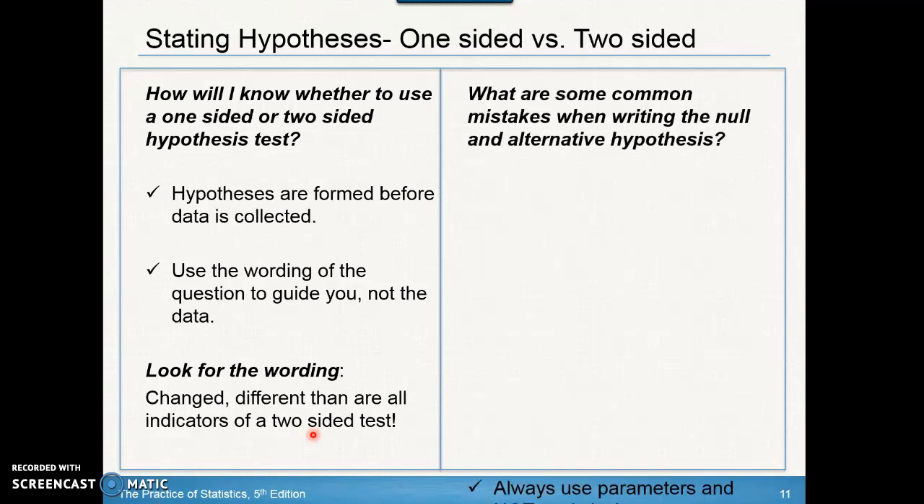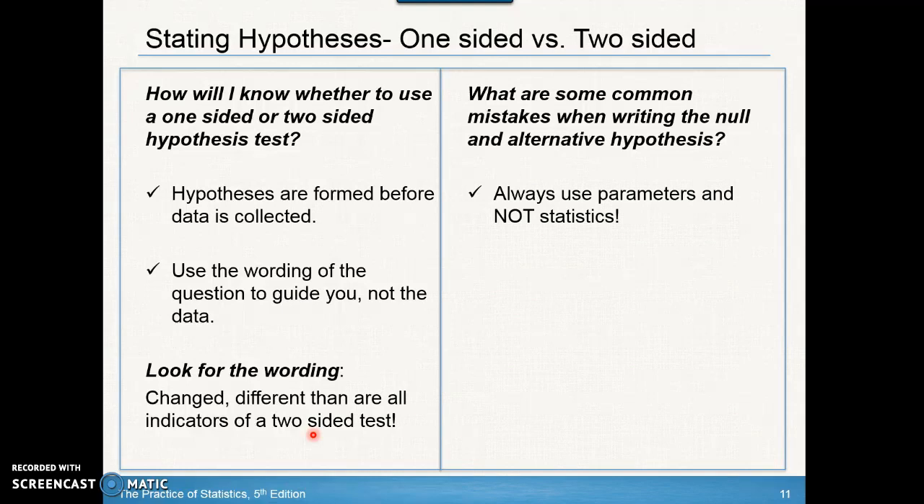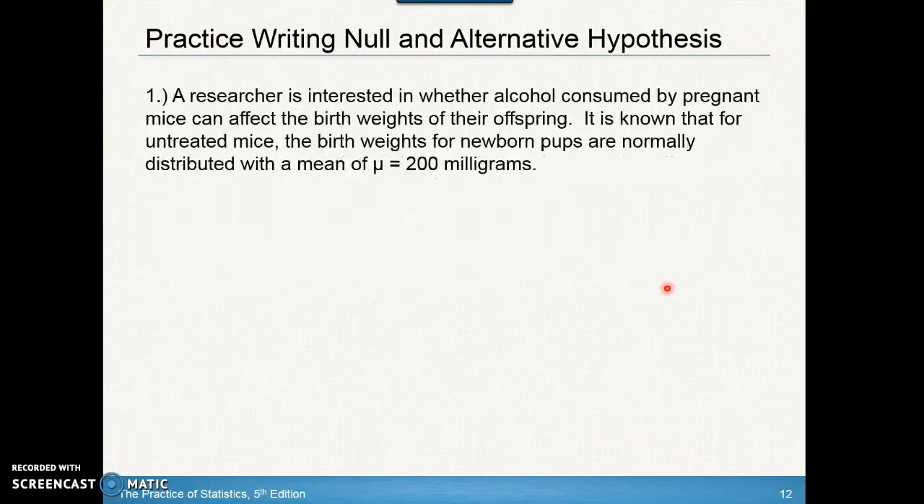Okay, so what are some common mistakes when writing the null and alternative hypotheses? Always make sure you use the parameters and not the statistics. It's always in terms of the population, not the statistics you're using. The statistics are just what we use to test against the population. So you're always going to write it in terms of the parameters mu and p, so don't ever use x bar or p hat. All right, let's get some practice writing null and alternative hypotheses.